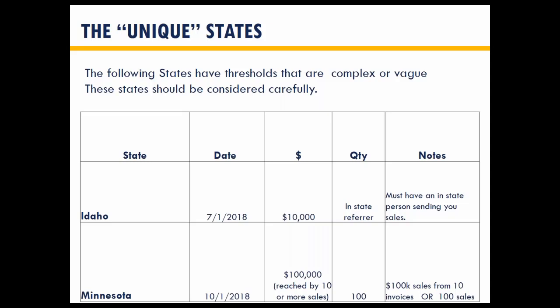Idaho is an odd one. Took me a while to figure out what it was. Their rule says you're getting 10,000 in sales in our state, not much, and you have an in-state person sending you the sales. And we thought about that for a while, and there's all those online referral things that you click through. And well, is it that?